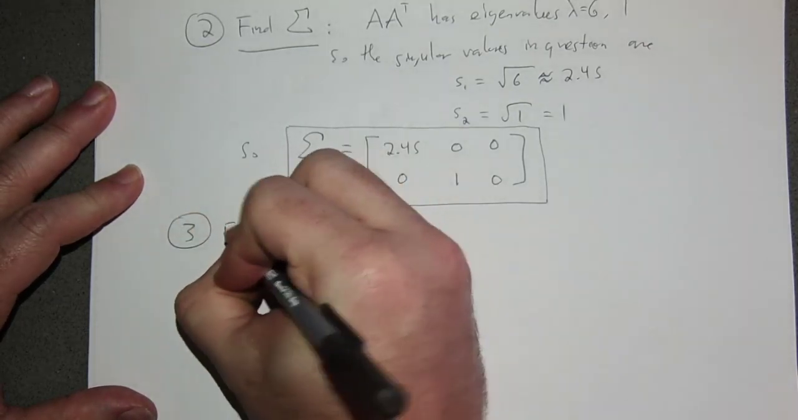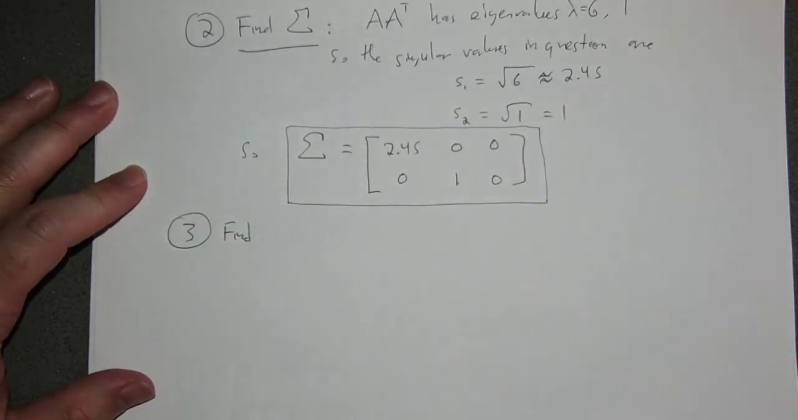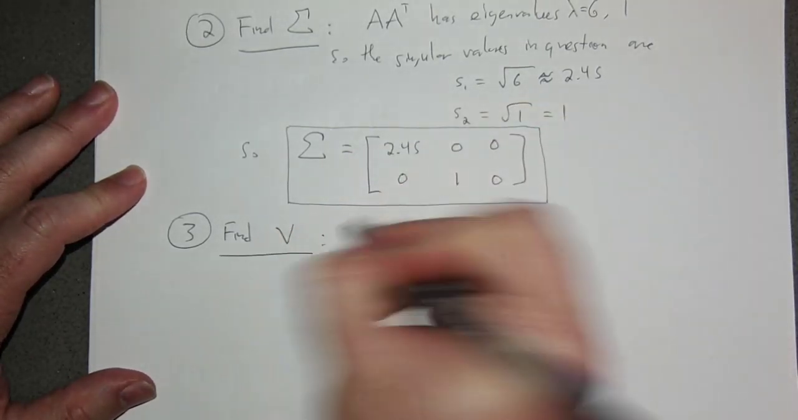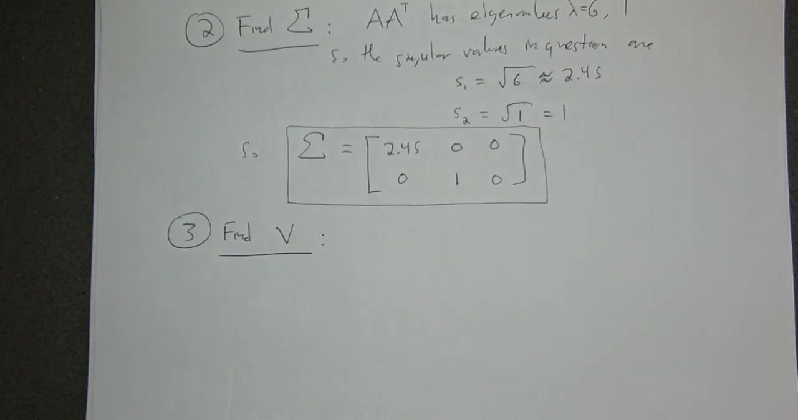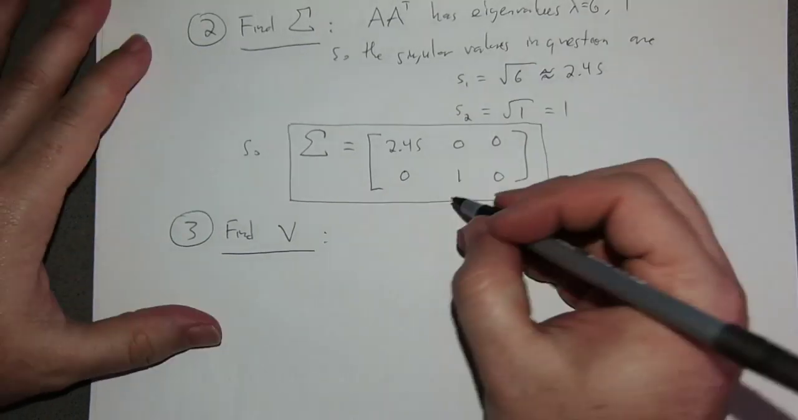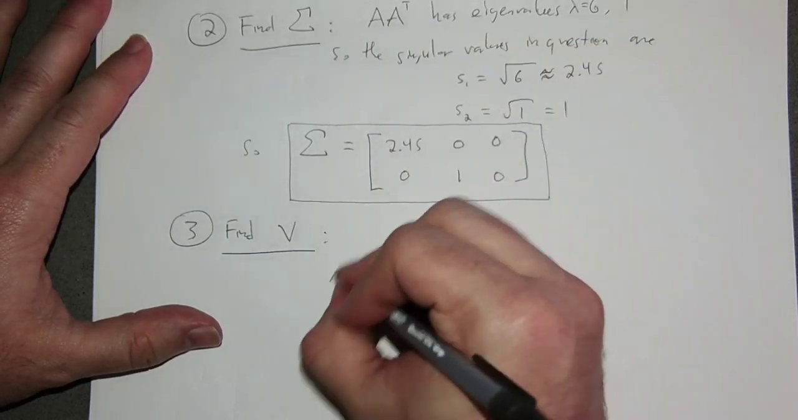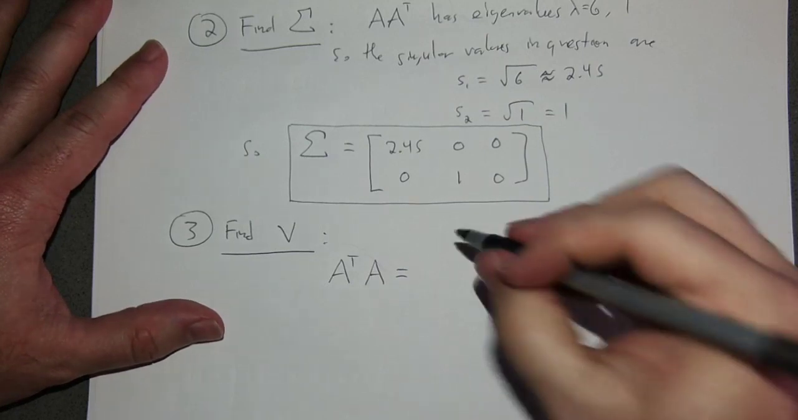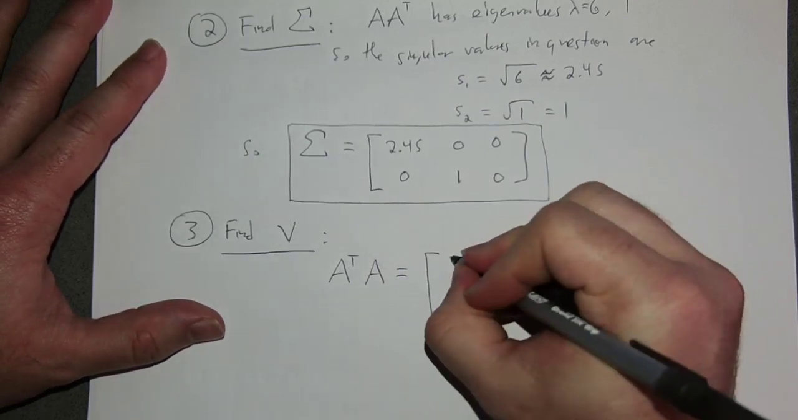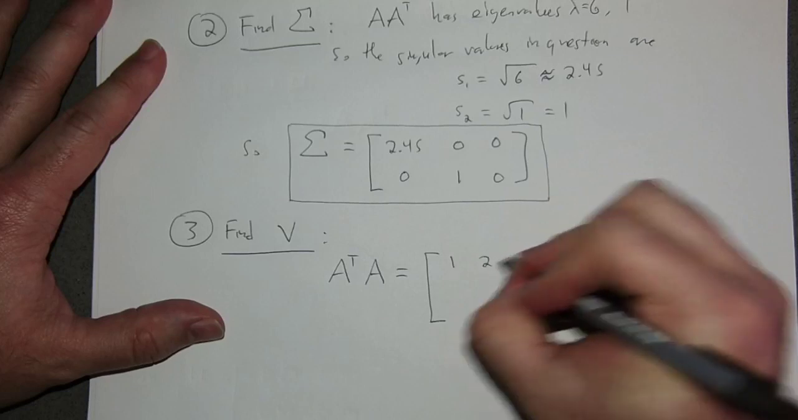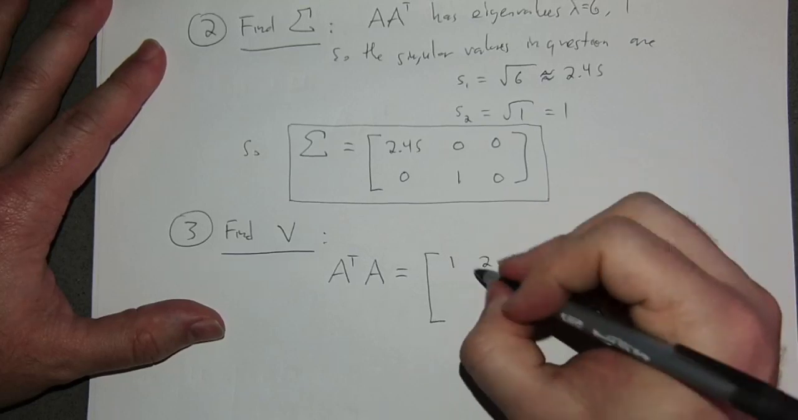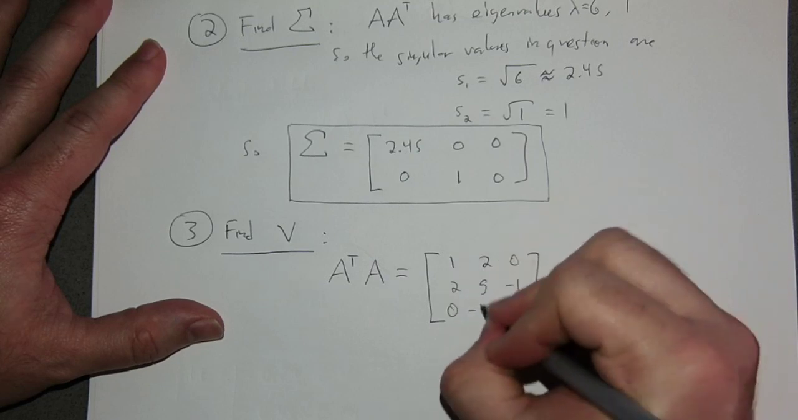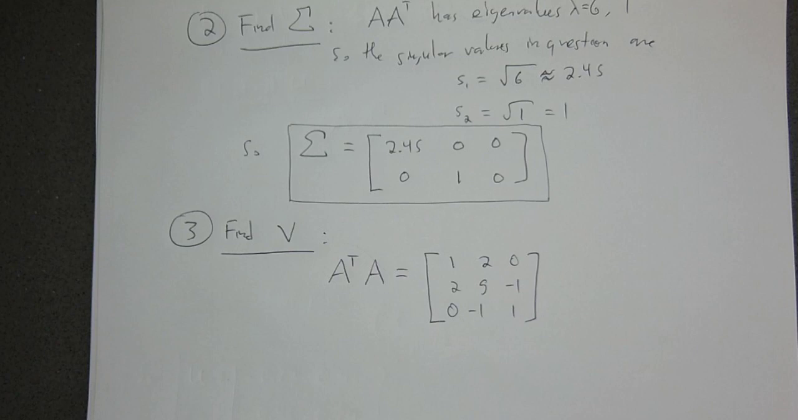Step 3 is to find V, or find V transpose. Okay, so how do I find V? Well, instead of looking at A transpose, I look at A transpose A, and it turns out that A transpose A is a 3 by 3 matrix, reading row-wise: 1, 2, 0, 2, 5, minus 1, and 0, minus 1, 1. Okay.